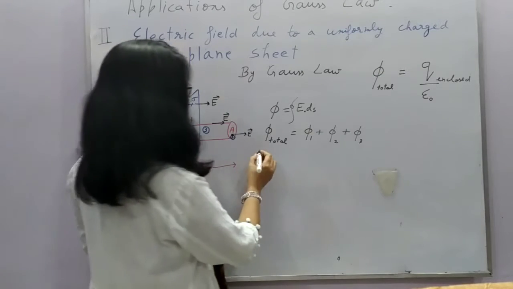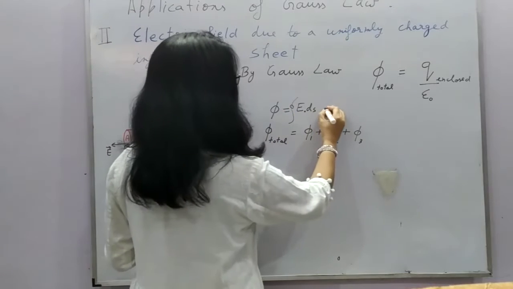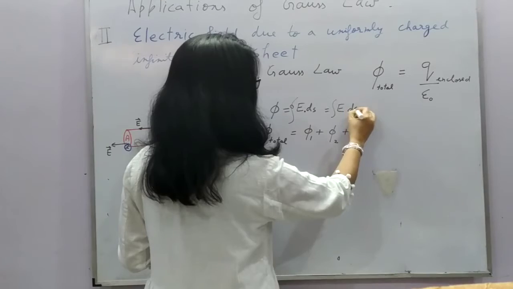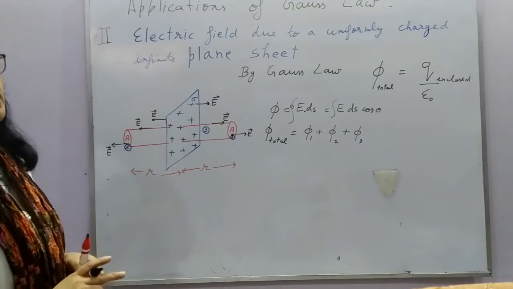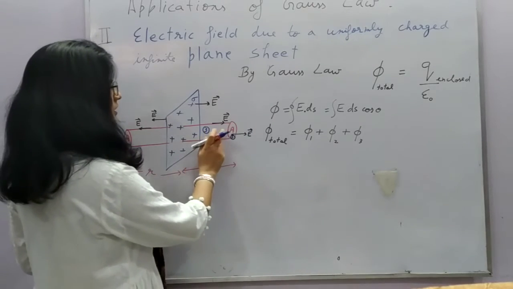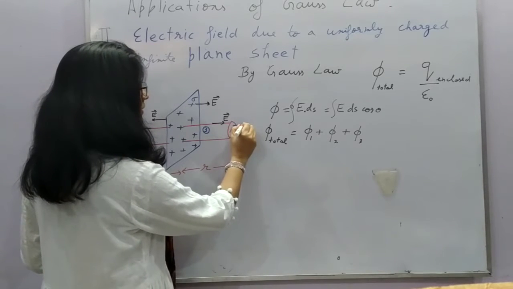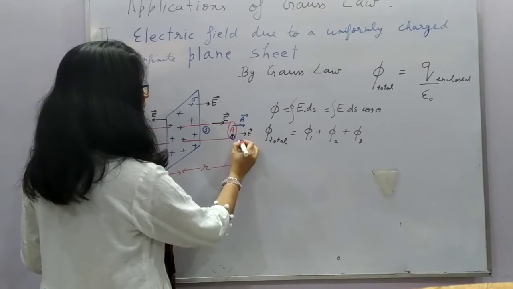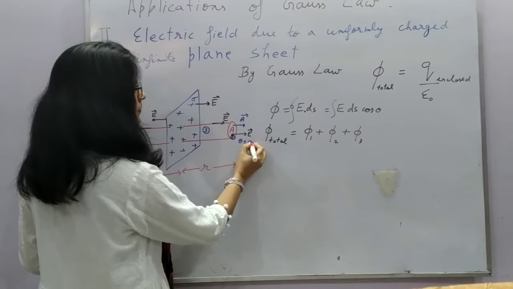We can write down the formula here: this is E ds cos theta, where theta is the angle between E and the surface area vector. Now look at this face of this cylinder. The area vector will have this direction. So what will be the theta between area vector and electric field? 0 degree.